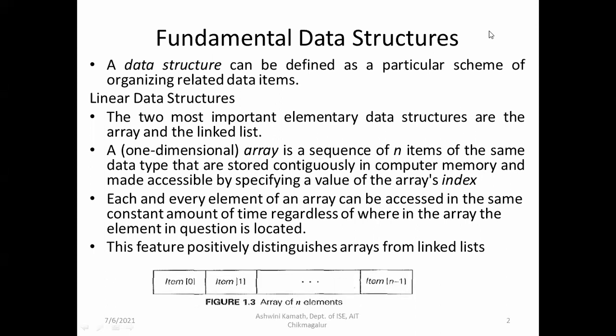So this is an example of an array with 10 elements. Your array index usually begins with 0. So item of 0, where item is the array name. You can give any array name. Item of 0 is the first element. Item of 1 is the second element. And item of n minus 1 is the nth element. So this is an array of n elements, and this is how it will be stored in the memory, in contiguous memory locations.